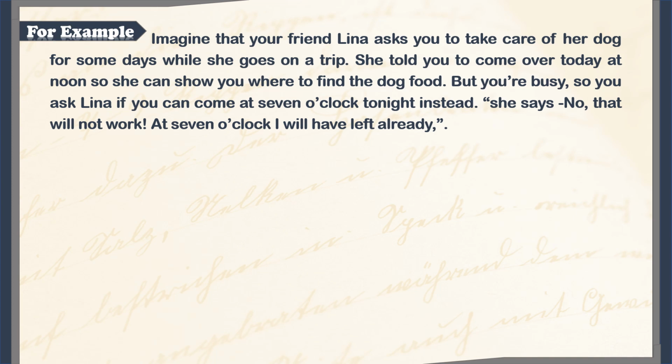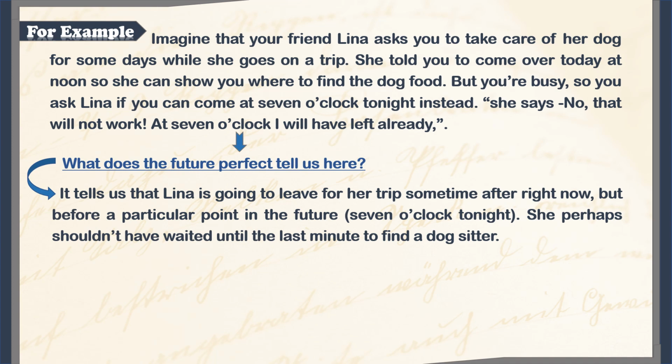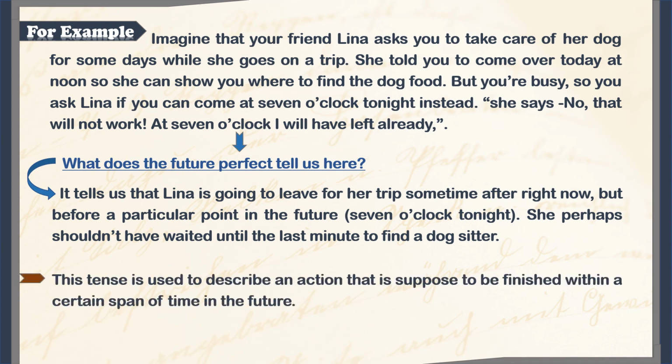Here you can see what the future perfect tells us. It tells us that Lena is going to leave for her trip sometime after right now, but before a particular point in the future, that is 7 o'clock tonight. She perhaps shouldn't have waited until the last minute to find a dog sitter. This tense is used to describe an action that is supposed to be finished within a certain span of time in the future.